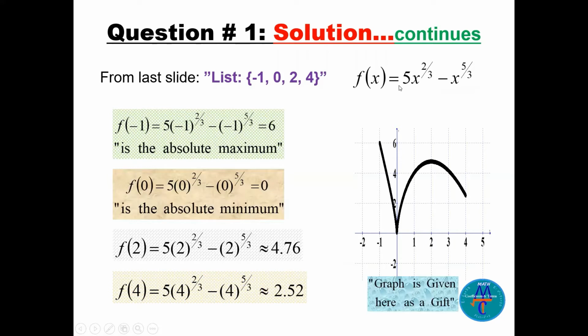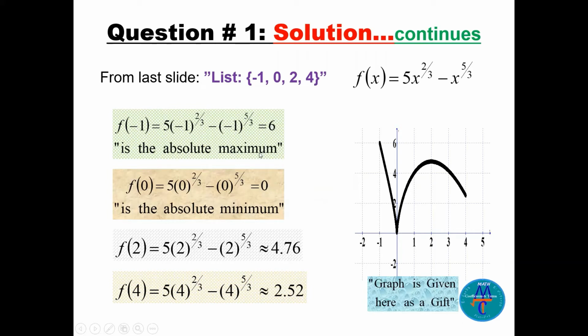And this is the function. So I take each x from the list, minus 1, and put it in the function: f of minus 1, f of 0, f of 2, f of 4. And then you have to find the values here: 6, 0. This is not an easy number, approximately 4.76, and this one approximately 2.52. So where is the maximum? The maximum is the 6 here.